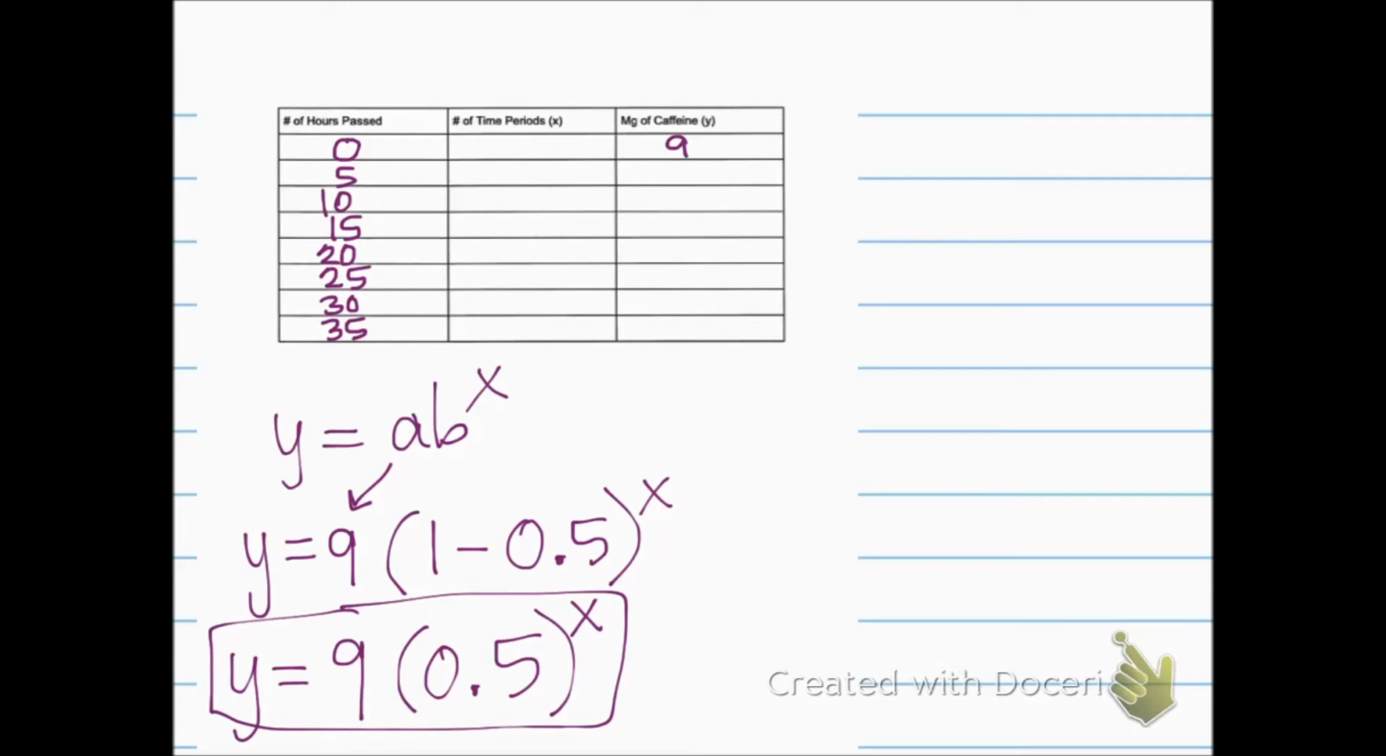Now if you'll remember on the last slide, we talked about the x is the number of time periods that have passed. So when you're dealing with half-life, the number of hours of half-life is 1 time period. So after 5 hours, that's 1 time period that has passed. After 10 hours, that's 2 time periods that have passed. So for our exponent in our equation, we're going to use this middle column, and that's got our hours converted to time periods.